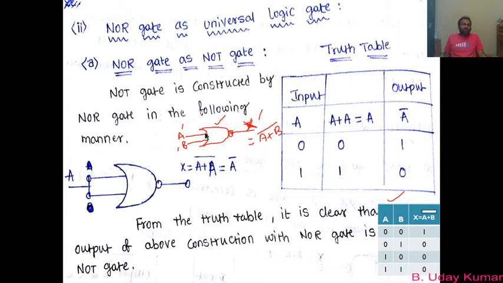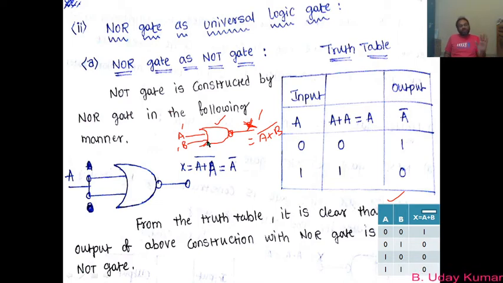So now, how can this NOR gate be constructed in such a way that it acts as a NOT gate? You know what a NOT gate is, right? It's an inverting gate. Whatever input is given, the output will be the inverse or the reverse of the input. So how do I construct this NOR gate in such a way that it acts like a NOT gate? This is our topic.